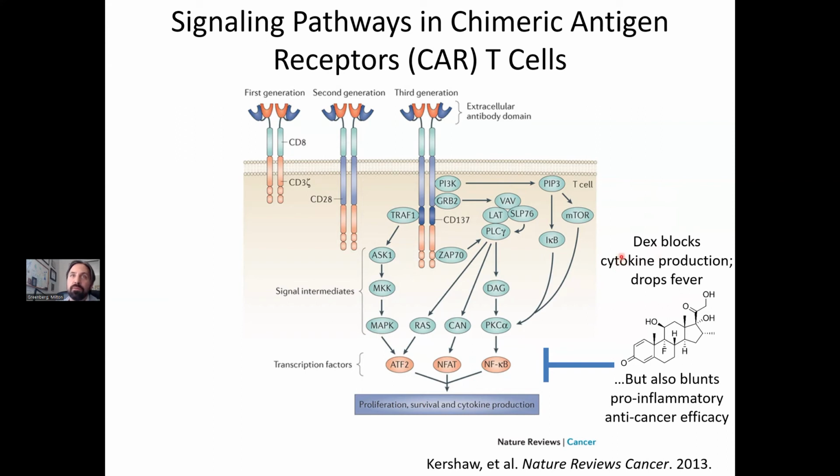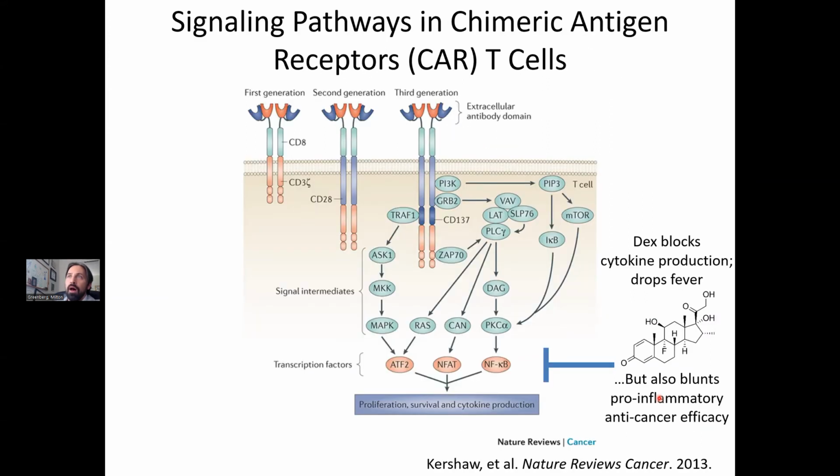To drop that cytokine production, it's steroids. I can give corticosteroids, in this case dexamethasone, a potent anti-inflammatory steroid that's going to block NF-kappa B signaling, and that's going to block cytokine production. And by blocking these pathways that I know exist in the T cells, I can drop the cytokine production, I can drop the fever. But there is a further downside: I can also blunt the pro-inflammatory and anti-cancer efficacy of this therapy.